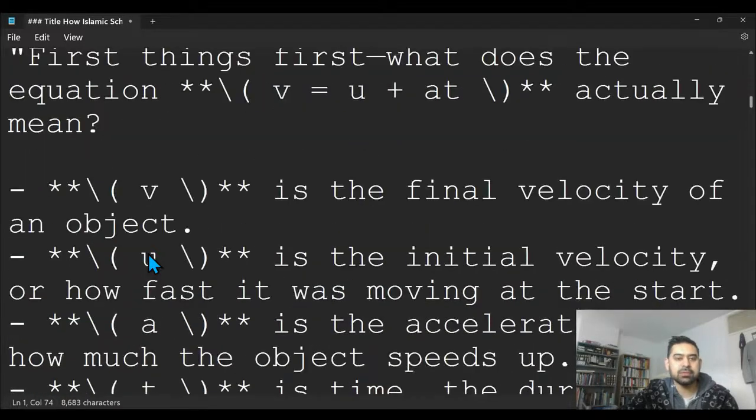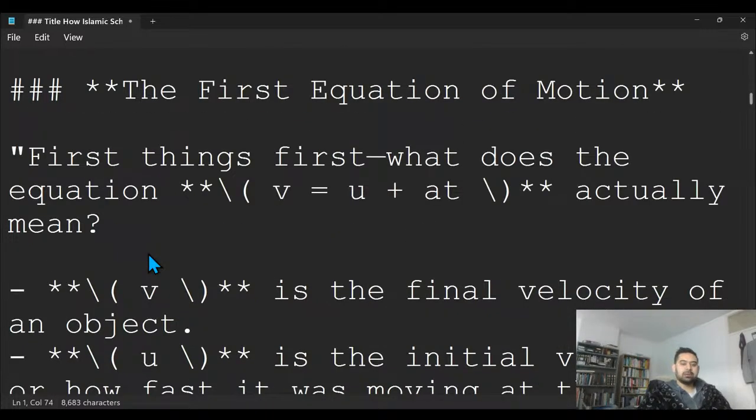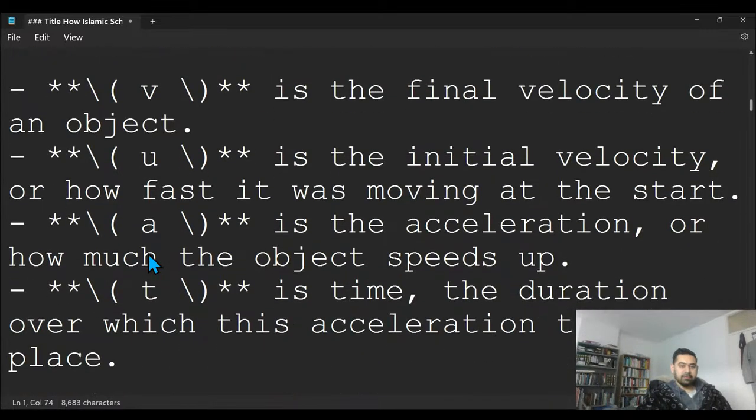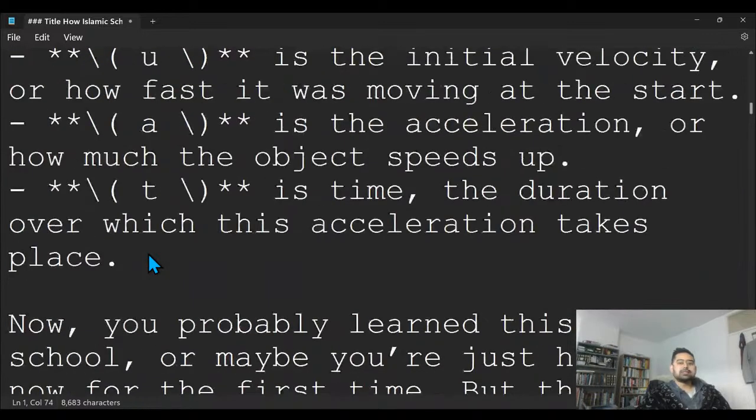First equation of motion. First things first, what does the equation V equals U plus AT actually mean? V is the final velocity of an object. U is the initial velocity, or how fast it was moving at the start. A is the acceleration, or how much the object speeds up. T is time, the duration over which this acceleration takes place.